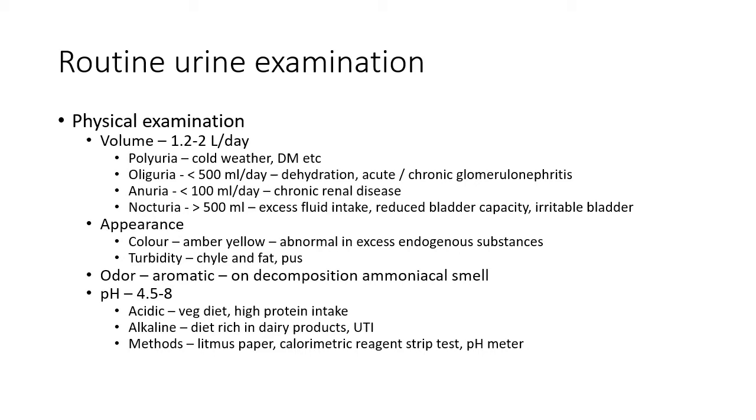Other abnormal odors include fruity in conditions like ketoacidosis, mousy in conditions like phenylketonuria, or rancid in conditions like tyrosinemia. Coming to pH, the normal pH of urine is 4.5 to 8, and this pH reflects the ability of the kidney to maintain normal hydrogen ion concentration.